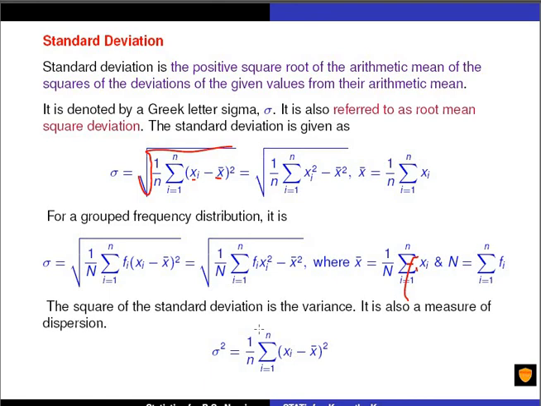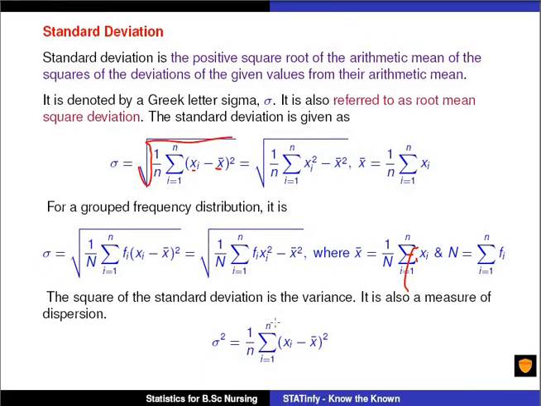If we take the square of the standard deviation, this will give us the variance of the data. Variance is also a measure of dispersion. The formula of variance is simple: sigma square is equal to 1 by n summation xi minus x bar whole square for ungrouped data, and for grouped data, sigma square is equal to 1 by capital N summation fi into xi minus x bar whole square. That means you don't need to write the square root if we calculate the variance, because variance is the square of the standard deviation.